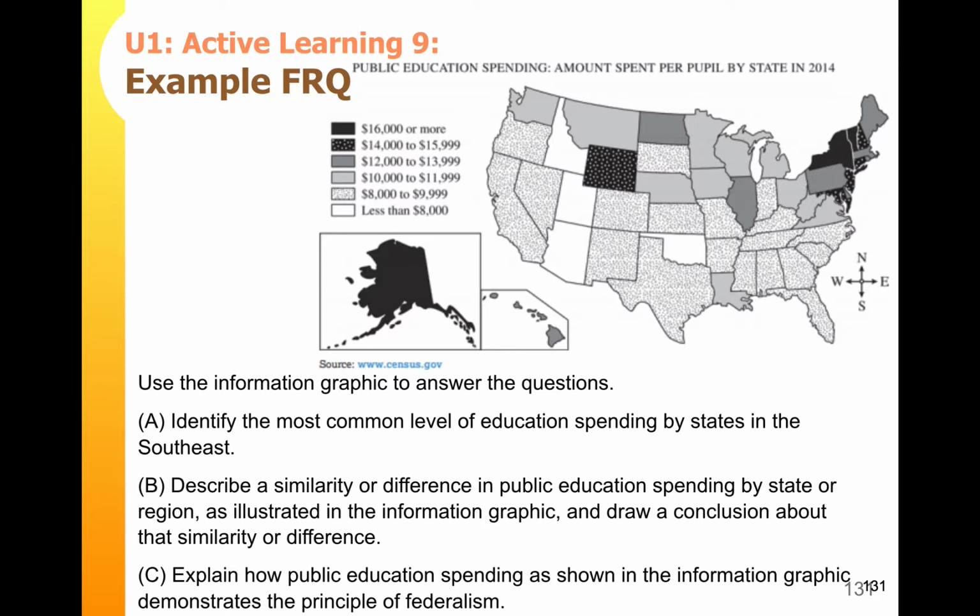For B, you have to describe a similarity or difference in public education spending by state or region, as illustrated in the graphic, and then also draw a conclusion about the similarity or difference. So you have to find one that's accurate and then draw a correct conclusion. So that's a 2-point part for part B. In C, explain how public education spending, as shown in the graphic, demonstrates federalism. So they need to explain that you know what federalism is, as well as how this public education spending is a way to articulate federalism.